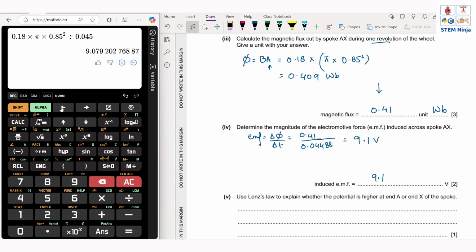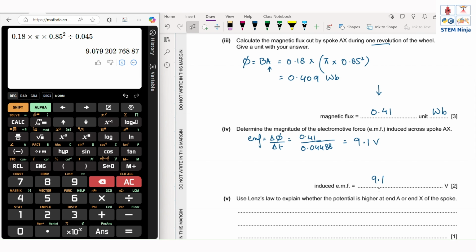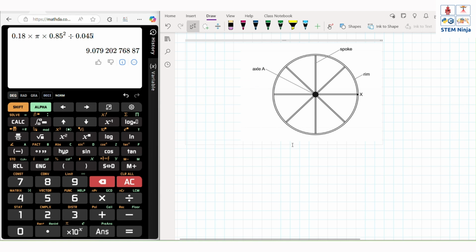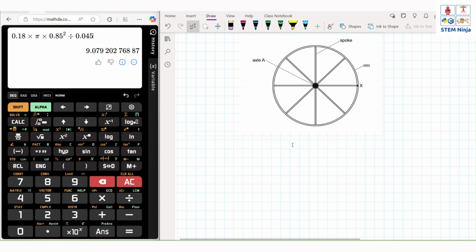So absolutely fine. Use Lenz's law to explain whether the potential is higher at end A or end X of the spoke. Now, to understand this question, we need to do it a little bit carefully, because there's a difference of opinion among the teachers about this question, and there's not a lot of clarification in the marking scheme. So there are a few things we need to lay down or revisit before we answer this.